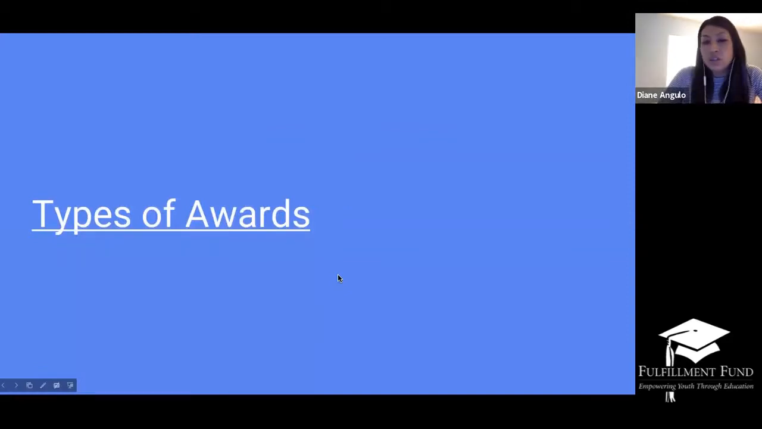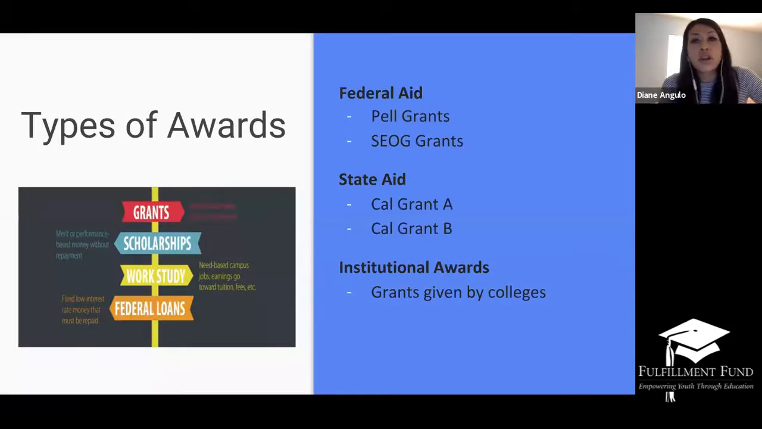All right, so let's go into types of awards. When it comes to awards, there are certain types that you might find on your award letter. There's federal Pell Grants, which is money that is provided by the government, so it's federal aid. There are supplemental educational opportunity grants, and these grants are also federally funded. There is state aid, which is Cal Grant A and Cal Grant B, which a lot of you might see on your financial aid award letters. And there are also institutional awards, so grants given by the colleges themselves.